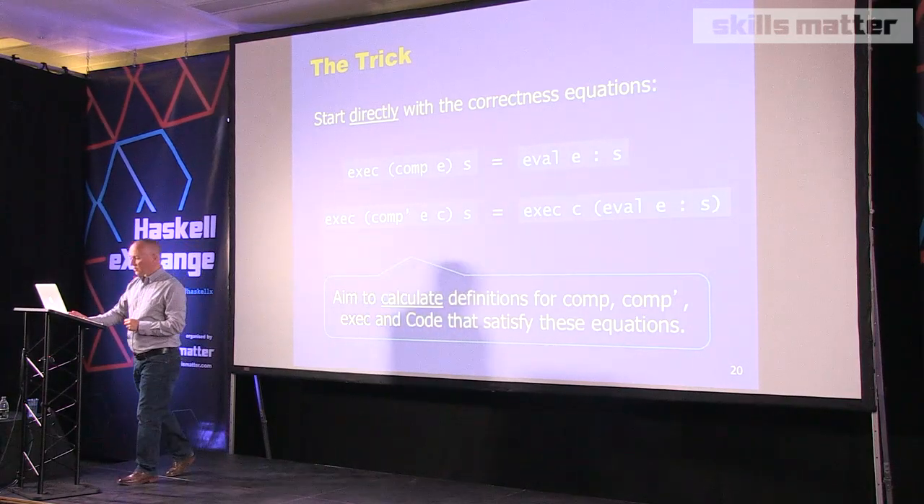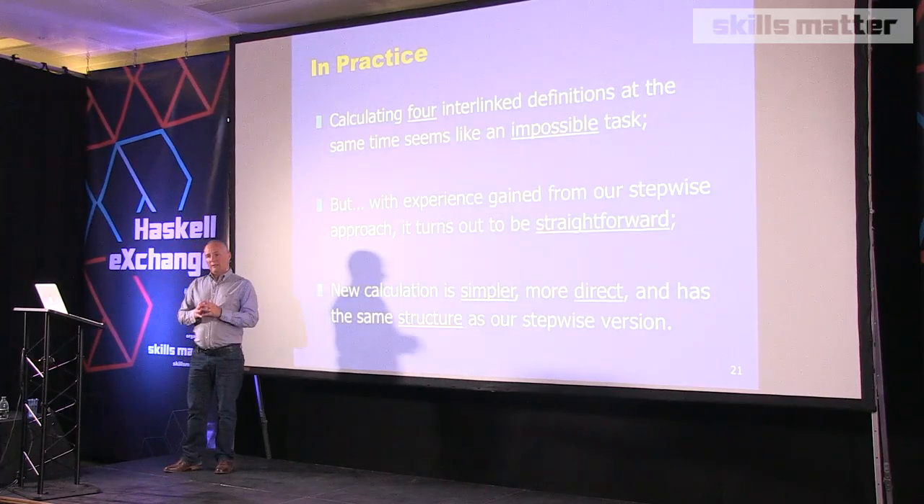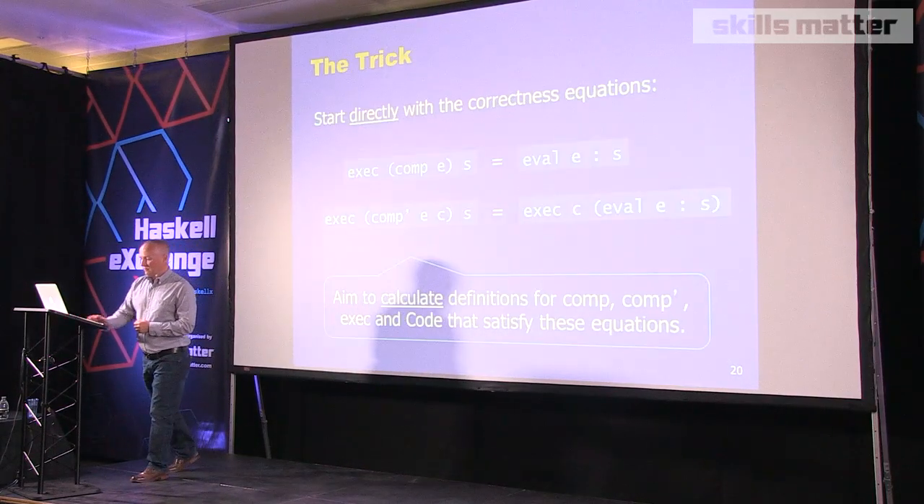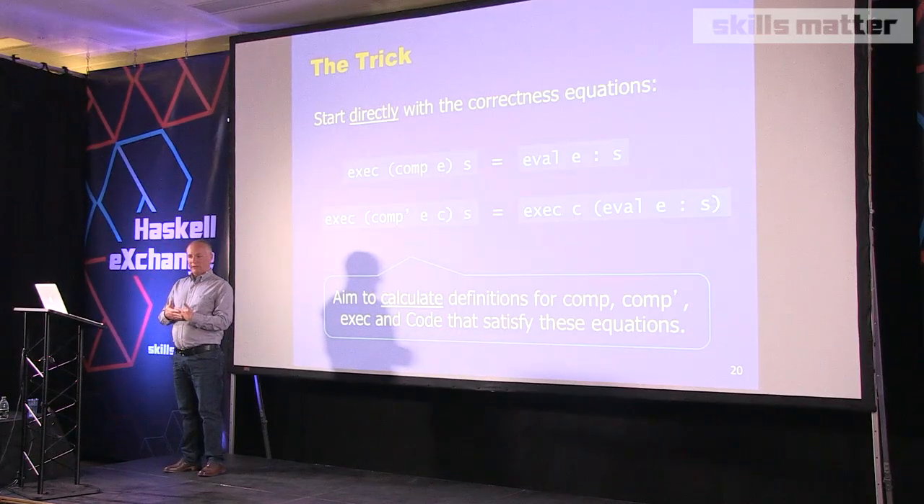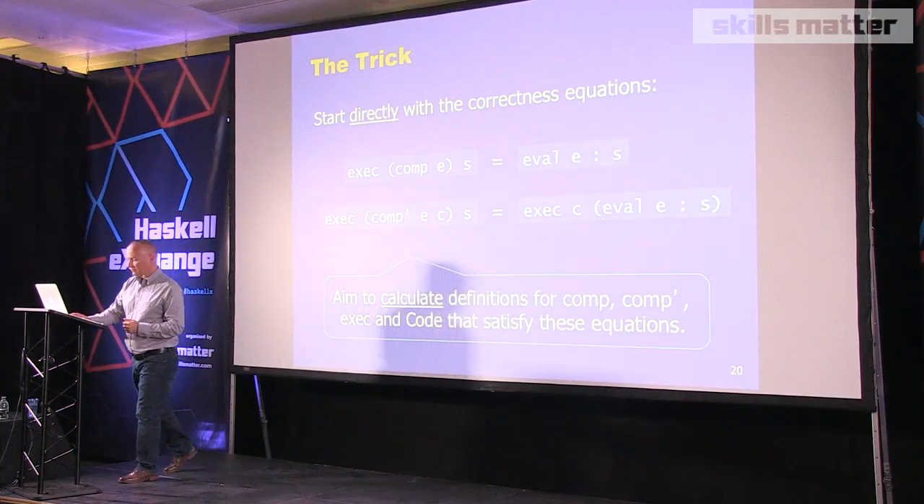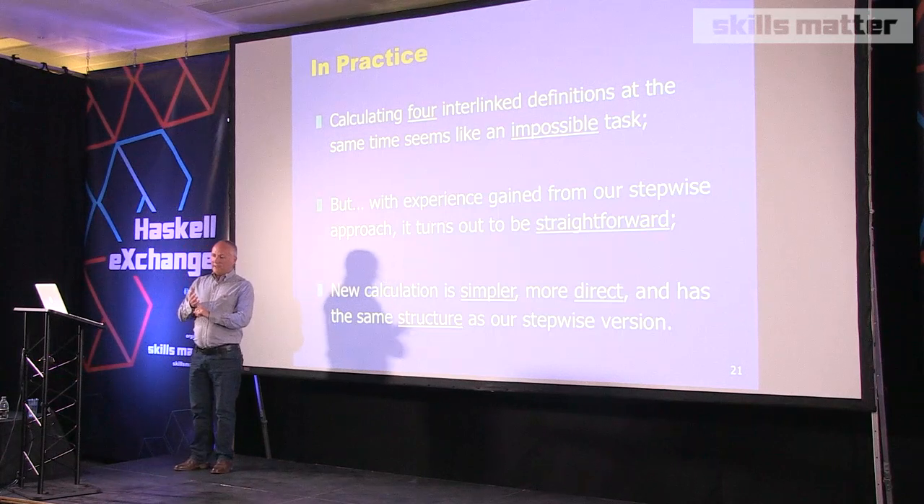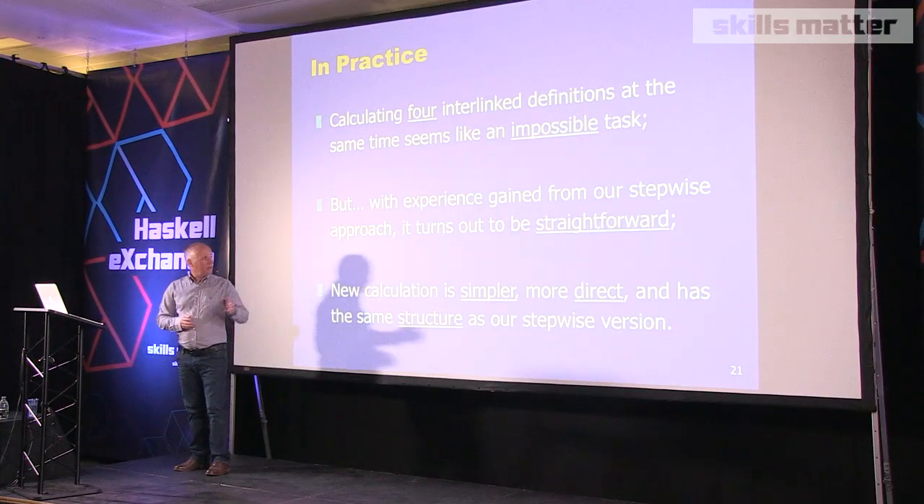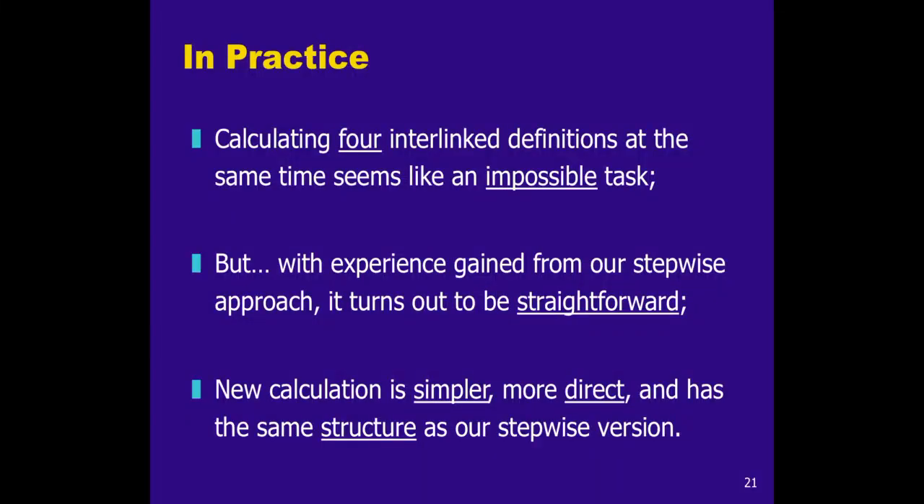Okay? So in practice, trying to calculate 4 interlinked definitions at the same time seems impossible. So I'd never tried this in the last 20 years because you look at these equations and think, well, I've got 2 equations, 4 unknowns. It's impossible. I can't calculate that. But actually, you can, and it's very simple. And the trick is, the experience you get from doing these things in a stepwise way gives you just enough intuition about how to do this in a single step. So the experience gained from a stepwise approach makes it very straightforward to do this calculation in one step.